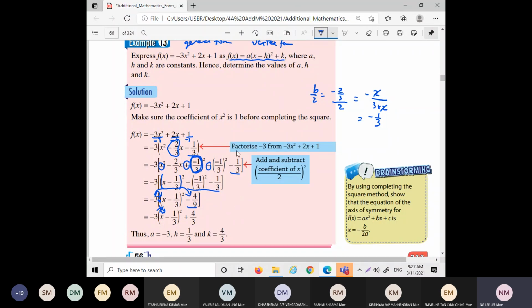Now it's already in vertex form. Let us compare: a times x minus h, squared, plus k. This sign is very important. Sometimes they write minus, sometimes they write plus. Some make mistakes, some don't, so just be aware of this sign. Therefore you compare: a is negative 3, x is x, minus is minus. So straight away, h is 1 over 3, and k is 4 over 3.